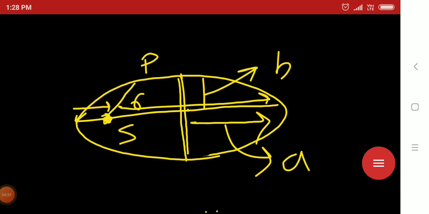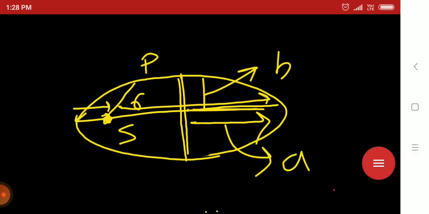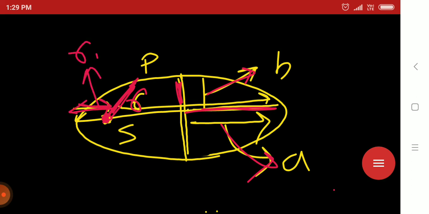Here I have drawn an elliptical orbit. This is the semi-major axis. I am not changing the pen color, so you can understand. A is the semi-major axis and B is the semi-minor axis. Here is the sun S, and here the planet is moving, and here is the radius vector R. This short one is R1, and this one is R2. Now we will deduce Kepler's third law of planetary motion.